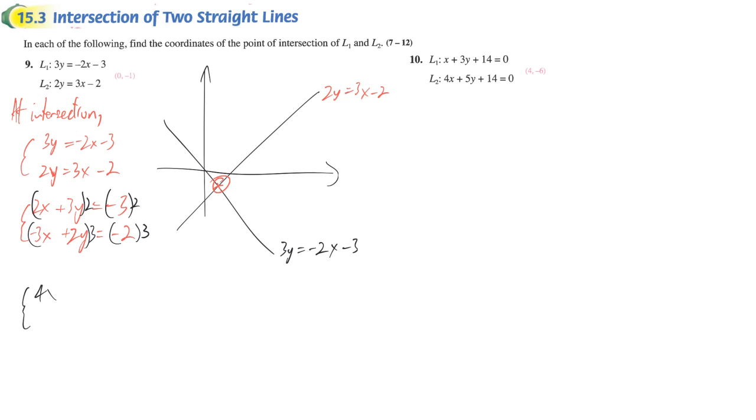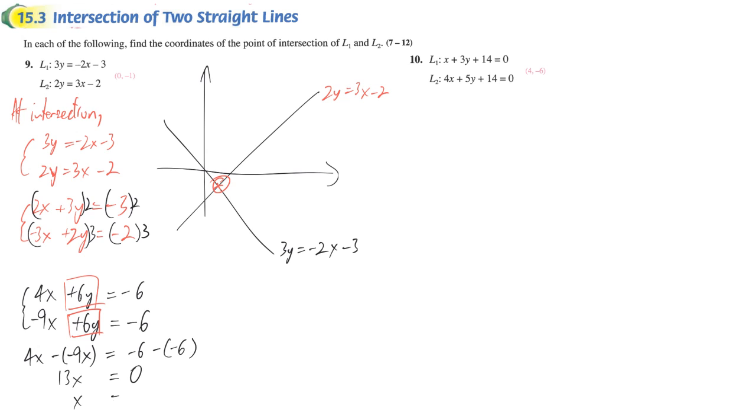First equation, 4x plus 6y equal to negative 6. Second equation, negative 9x plus 6y equal to negative 6. We find that we successfully made 6y equal to 6y. So we can remove this term by subtraction. I use left hand side minus left hand side, which should equal right hand side minus right hand side. So 4x minus negative 9x should equal the first right hand side minus the second right hand side. 13x equal to 0. So x is equal to 0.